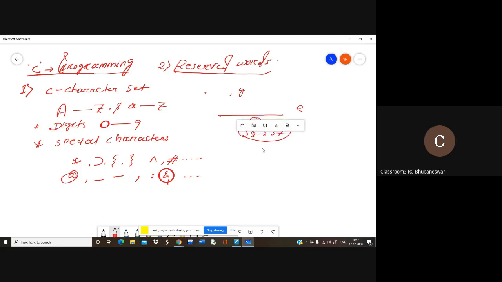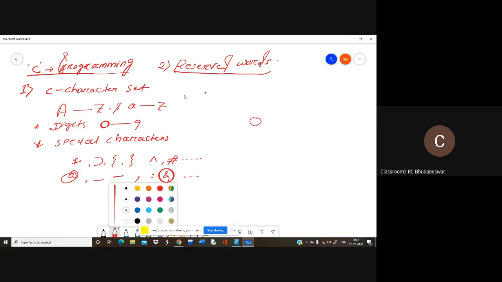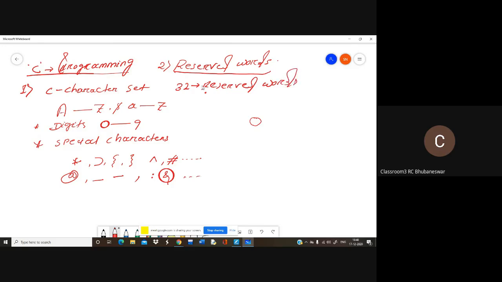Let me tell you in a better way. Don't worry, just a minute. So what are those reserved words? The definition is that there are certain words that are reserved for a very particular or specific task. Right now you can have 32 reserved words. What are they? 32. You can remember, not a problem.